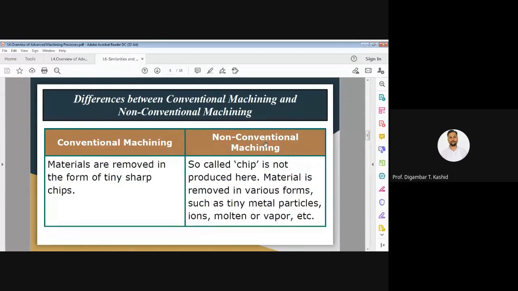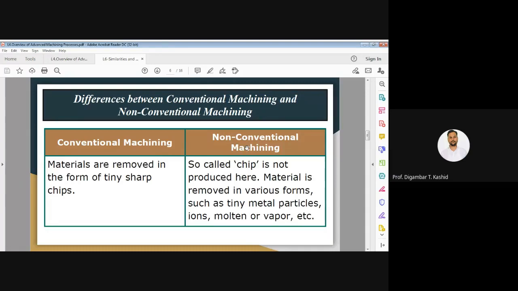The second point about conventional machining is that material is removed in the form of tiny sharp chips. That means microchips are formed while removing the material from the workpiece. But so-called chips are not produced in non-conventional machining.